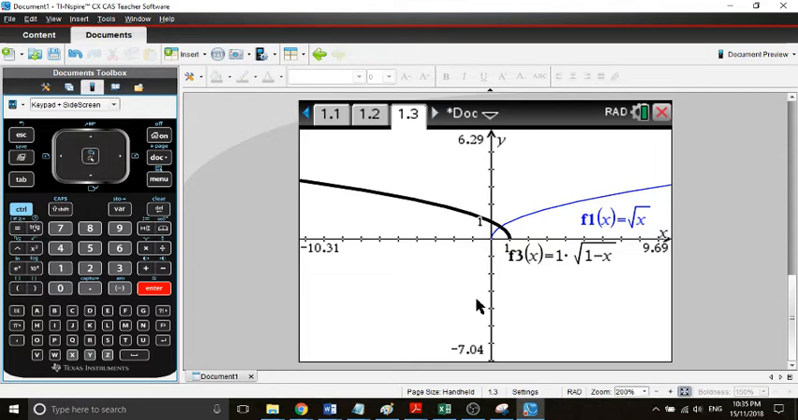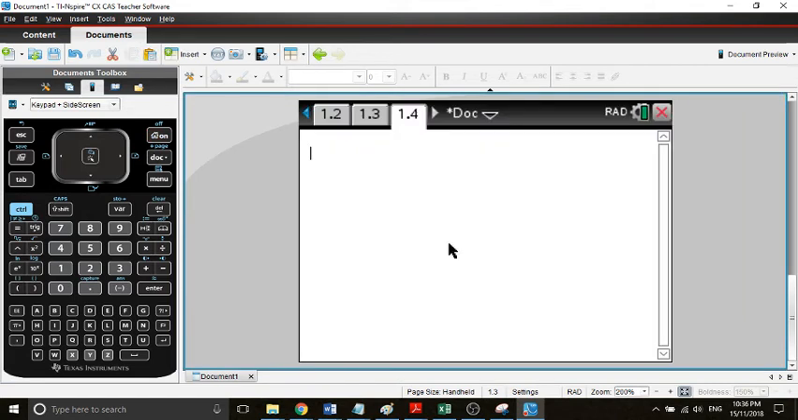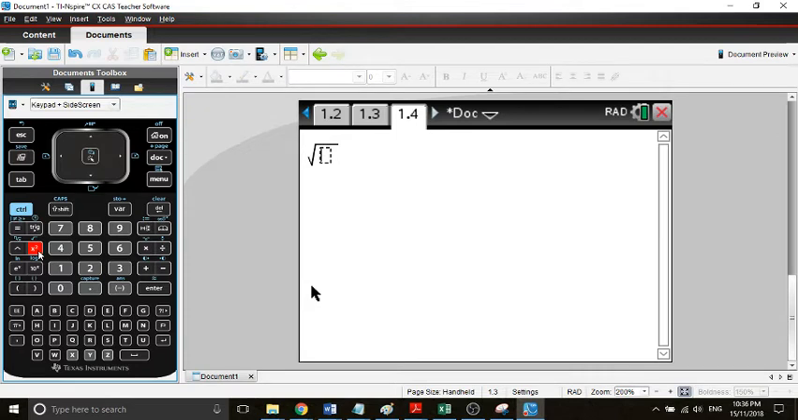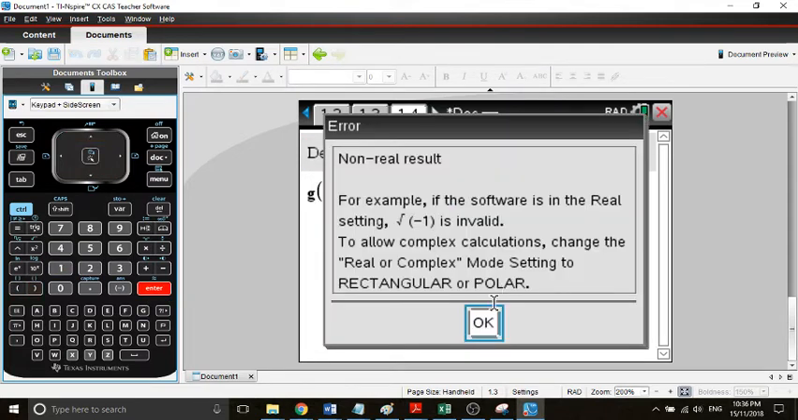let's have a look. Let's go to the calculator page. If we try to take the square root, so let's say this is our thing. Let's define this. We'll call it function. Define g of x equals the square root of -x. So done, it works, we're allowed to do it. If we set g to 1, non-real result.